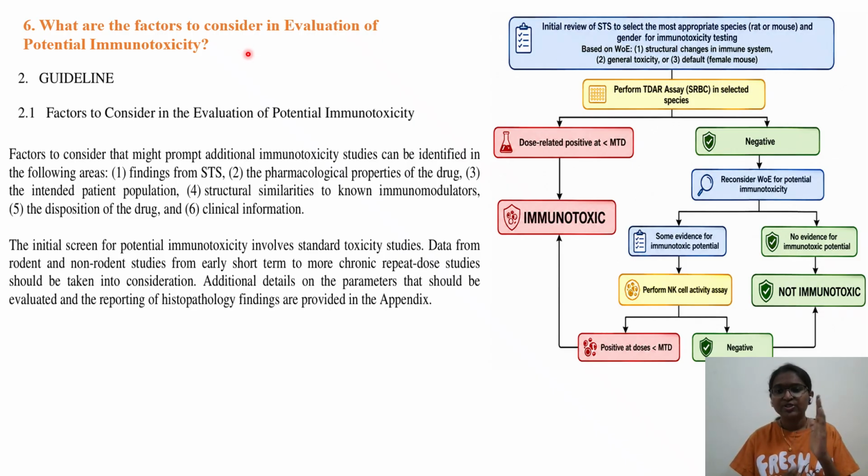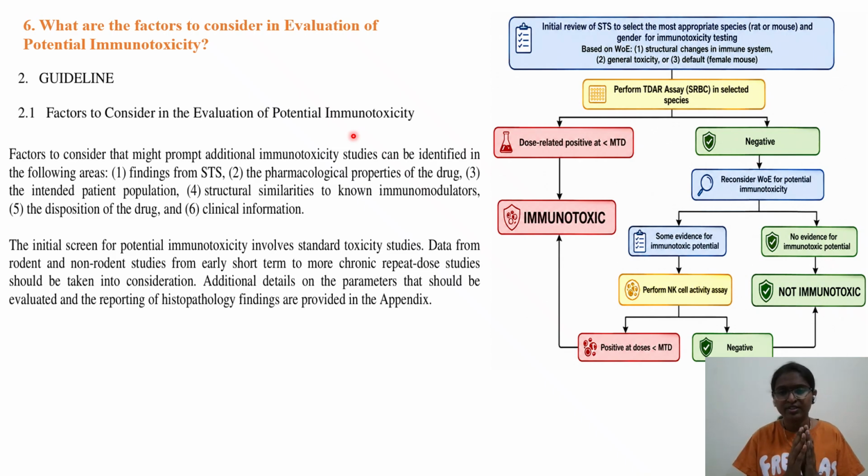There are around 6 factors under this section 2.1: factors to consider in the evaluation of potential immunotoxicity. For example, you are a pharmacologist or a toxicologist developing a new drug, and you need to assess whether, in the battery of toxicology tests, you need to do immunotoxicology studies or not. How do you come to the conclusion whether a dedicated immunotoxicology study is needed for this new drug or not? That question will always come to the pharmacologist or the toxicologist.